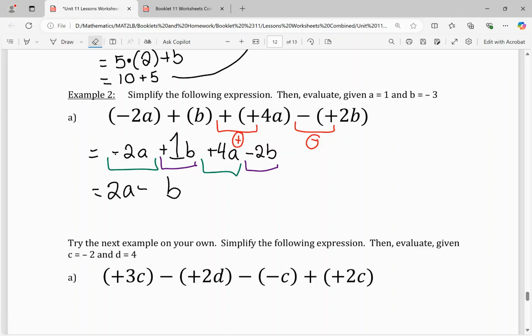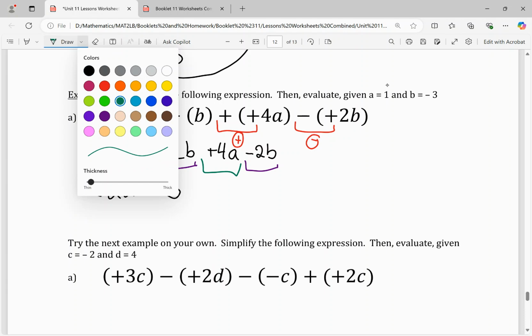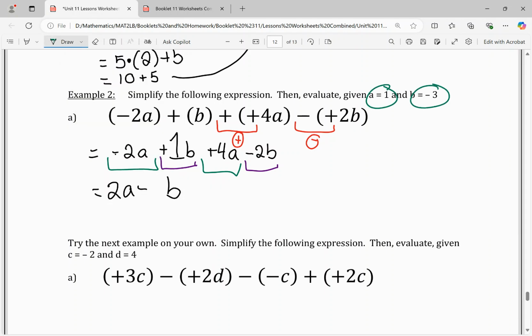Let's substitute values for our variables because we can't simplify anymore. So a is equal to 1 and b is equal to -3. Let's plug those in. Whenever I see an a, I'm going to write +1. Remember that this is multiplication. And whenever I see a b, I'm going to write in -3.